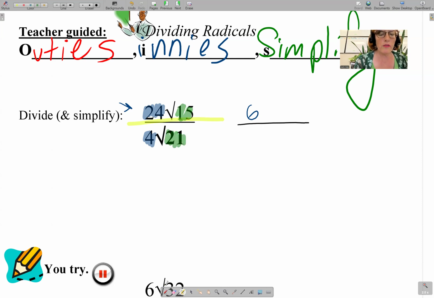Then here, the 21 and the 15, 15 doesn't go directly into 21, but they're both divisible by 3. So 15 divided by 3 is 5. And 21 divided by 3 is 7, still under the radical sign. Outies, innies. Now, simplifying radicals. The main event is that you have to get rid of that square root sign out of the denominator.